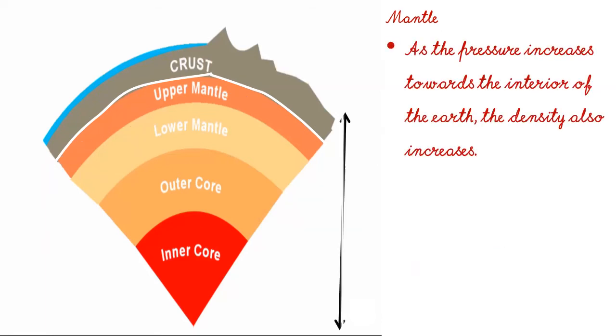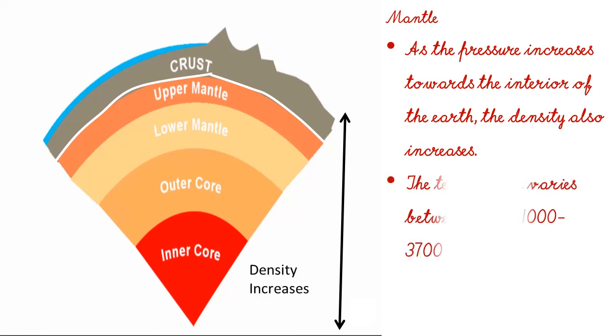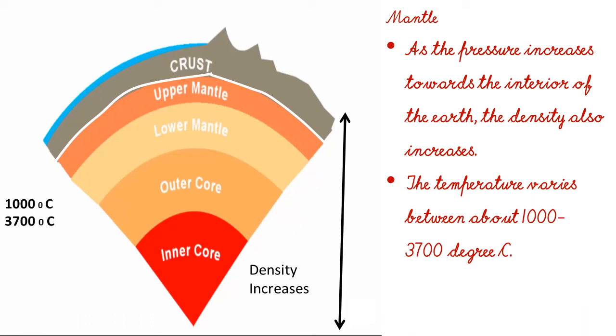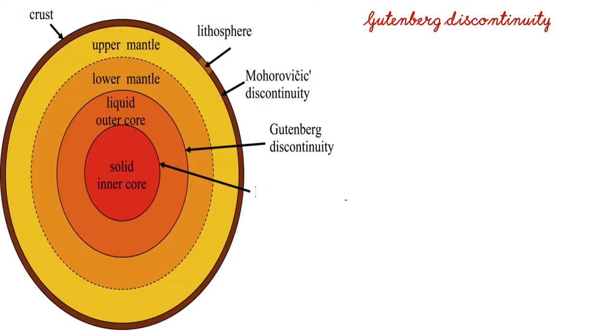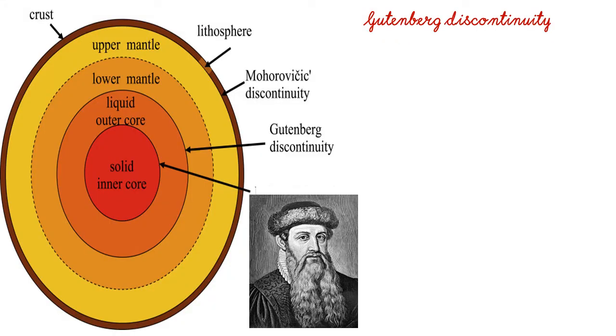As the pressure increases towards the interior of the earth, the density also increases. The temperature varies between about 1000 degrees Celsius to around 3000 degrees Celsius. Now let's discuss Gutenberg's discontinuity. The boundary between the mantle and the core, or the mantle-core interface, is known as the Gutenberg discontinuity.